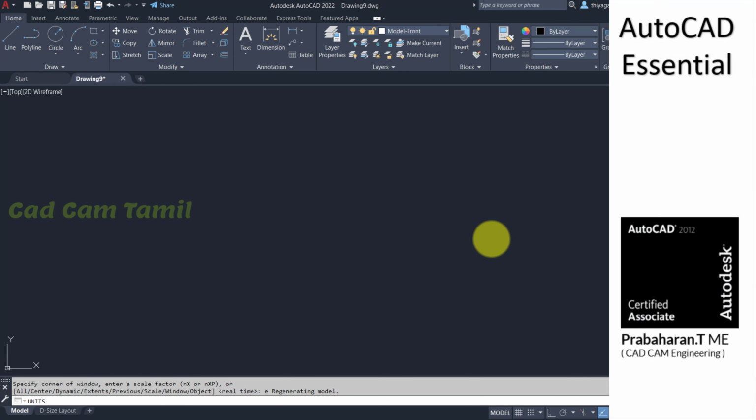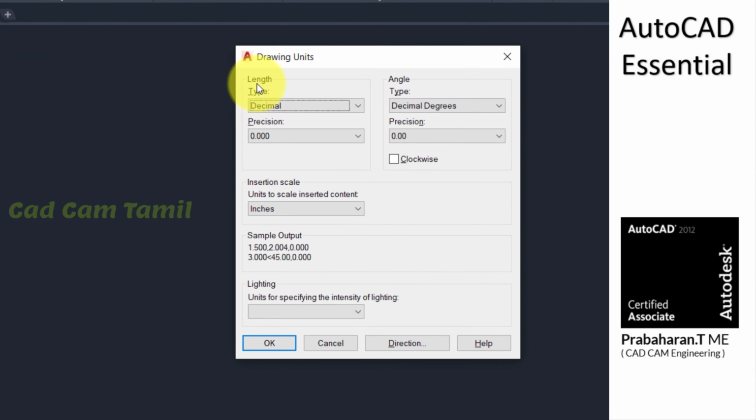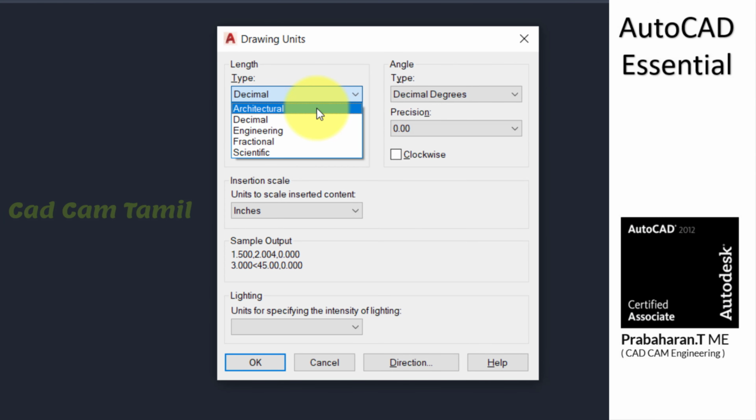Just type units, enter. You can see on the top length and angle. What types of length measurements are available? Architectural, decimal, engineering, fractional and scientific. There are 5 types of length measurement units we have. Let us discuss the civil engineering units, architectural and engineering. First, let us discuss engineering.